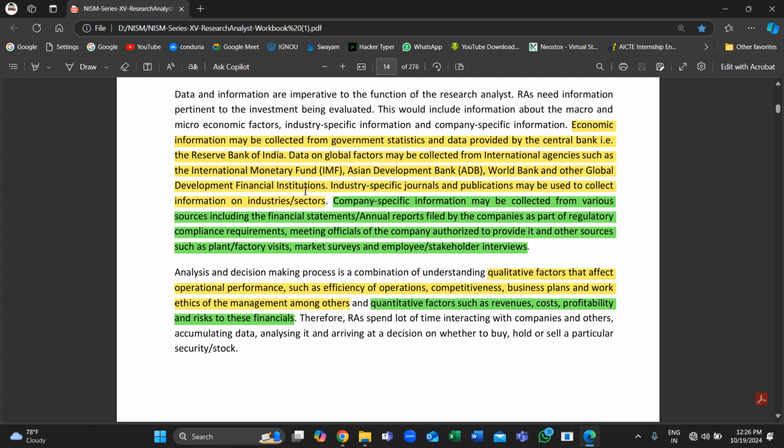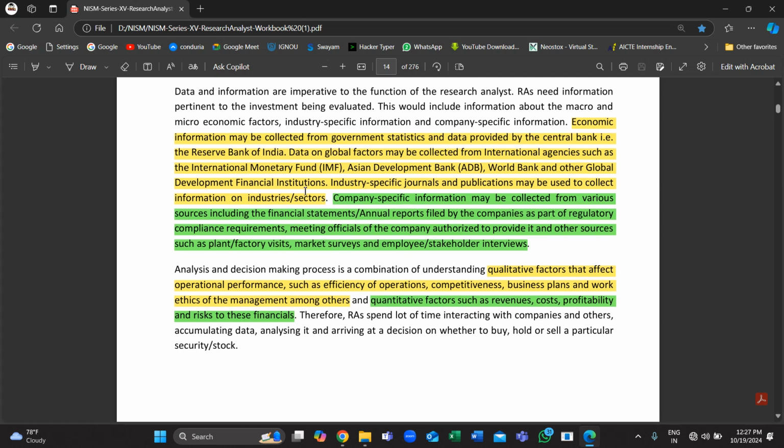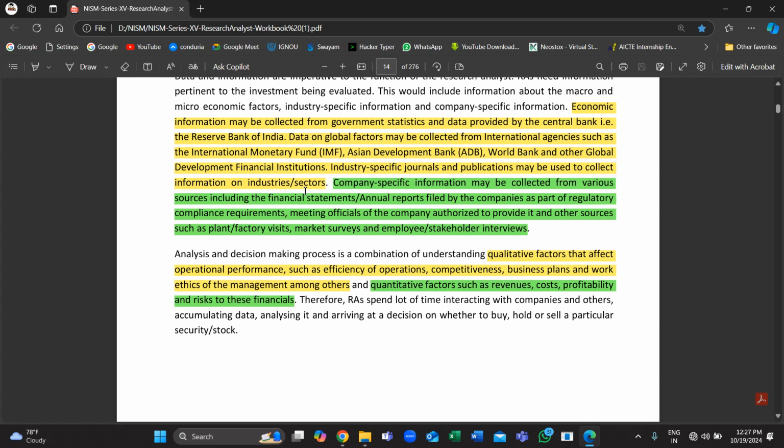Like we can collect data from economic forums, publicly available data, or companies. If you are researching company-specific information, you can find the sources. You can take the source from its balance sheets, like its financial statements, annual reports, etc.